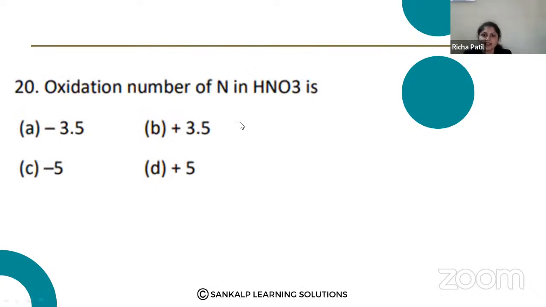Oxidation number of N in HNO3 is, yes, HNO3. Find out what is the oxidation number. Plus 5, yes. H is 1, plus x plus 3 into minus 2 equals 0. Solve this. After solving, what are you getting? Plus 5. Correct. So plus 5 is the correct answer.